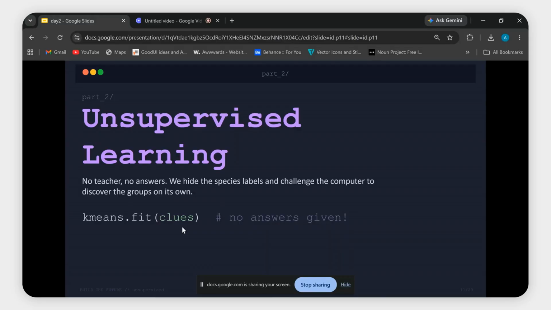Part two is unsupervised learning. We are going to take those same 333 penguins and hide all the species labels. The computer gets the measurements only. No Adele the singer, no Gento the drummer, no Chinstrap the rapper. Just numbers. The question is, can the computer figure out that there are three distinct groups all on its own? Yeah, let's get started.